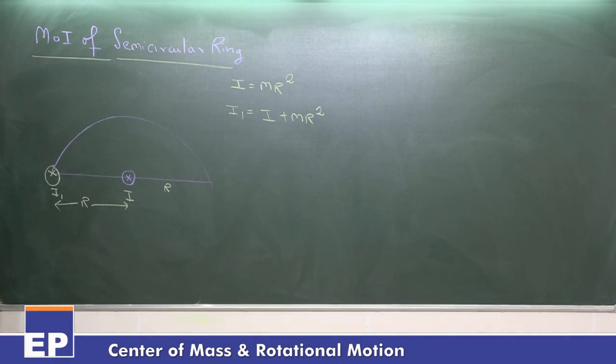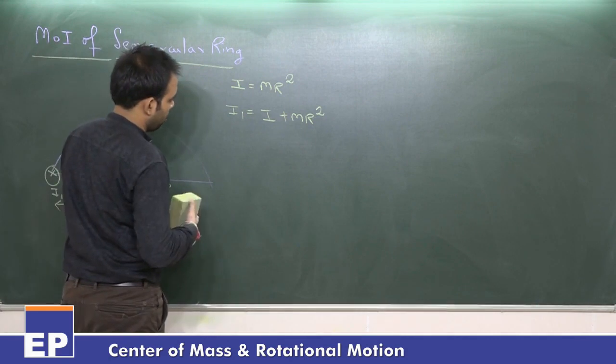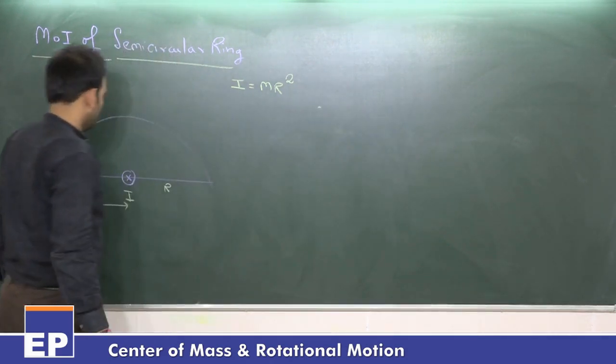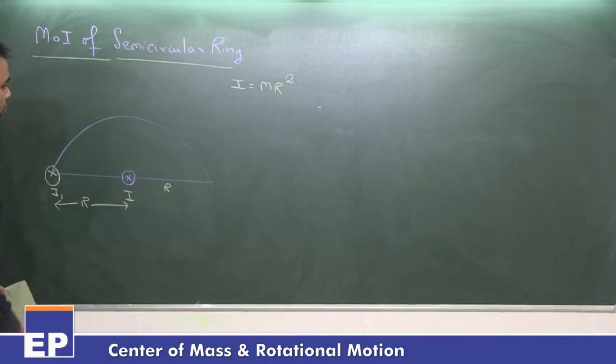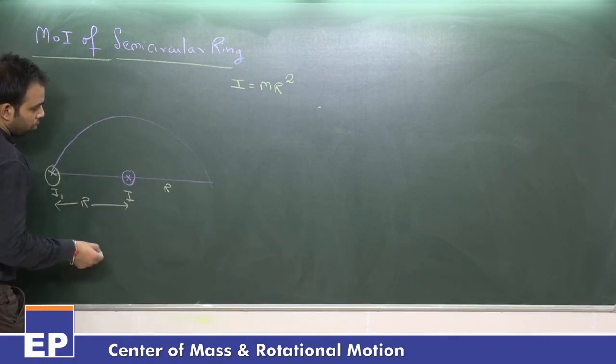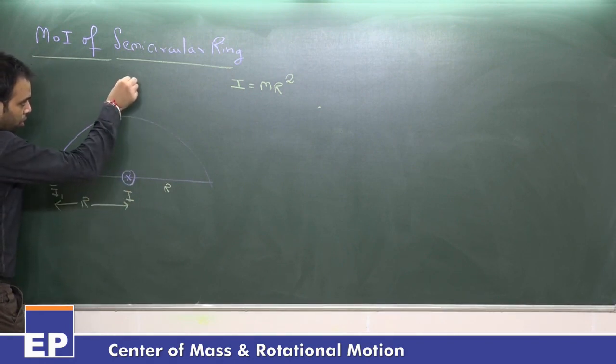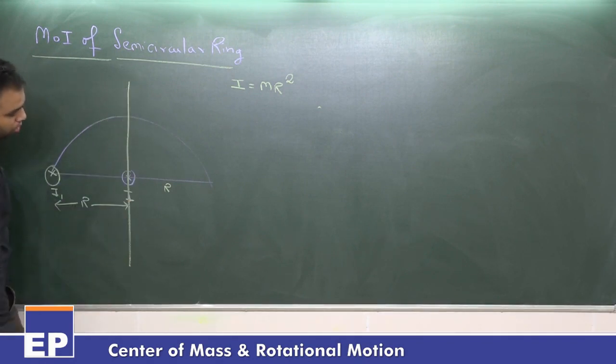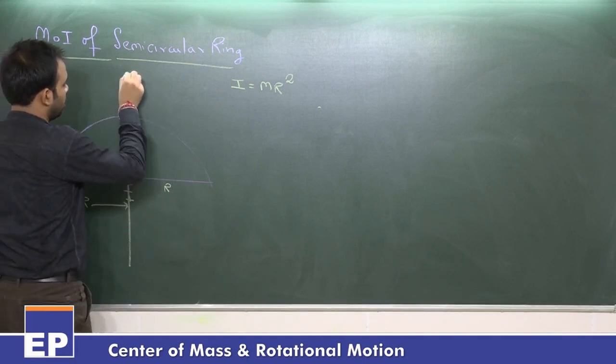But these two are parallel, so I1 we cannot calculate by this method. So about this axis it is mr square. If I want to calculate about this axis, about that axis, this is I3.